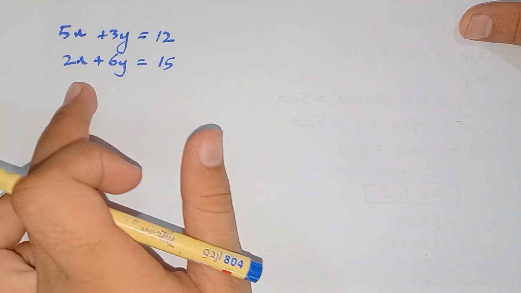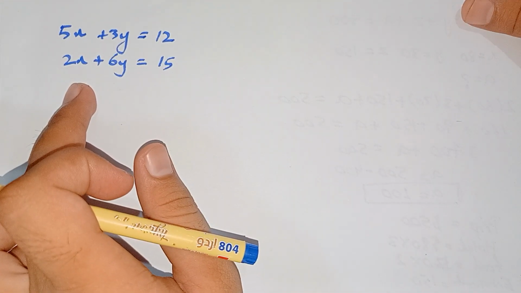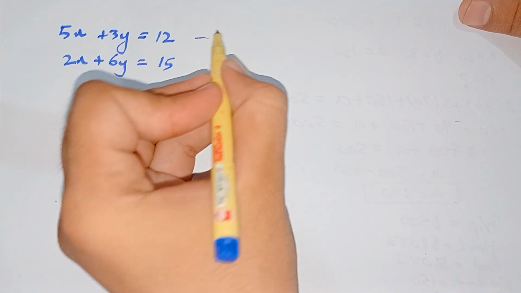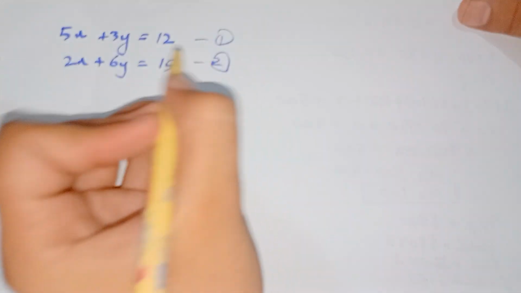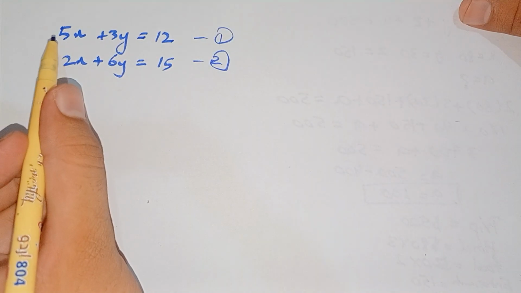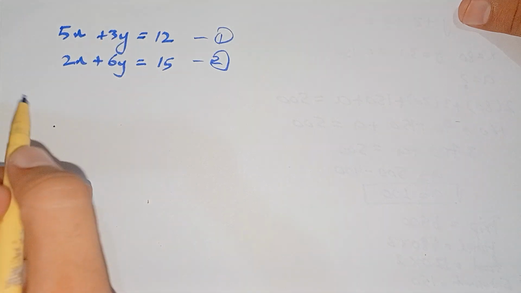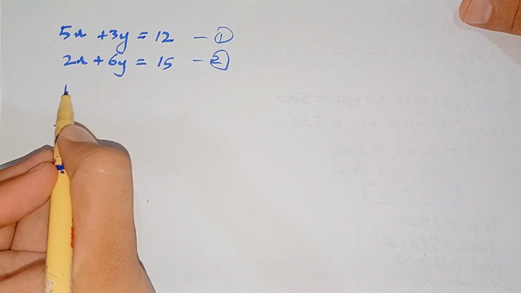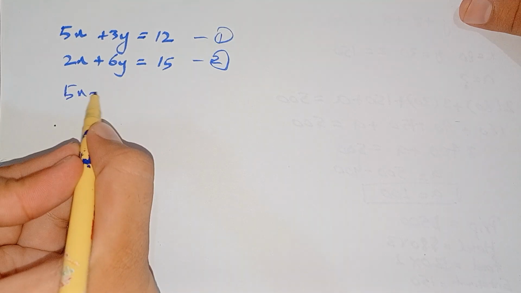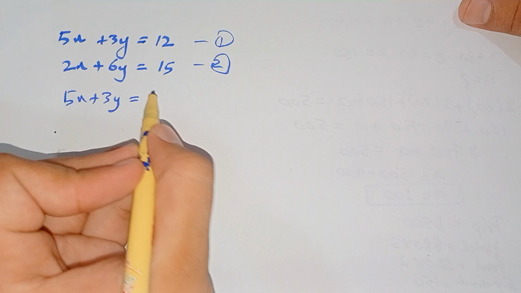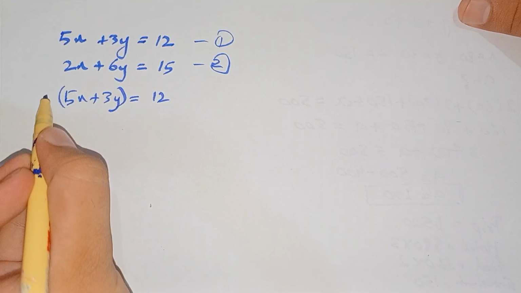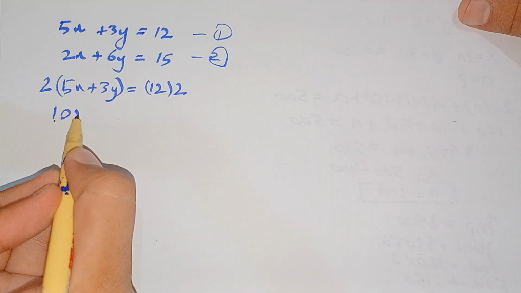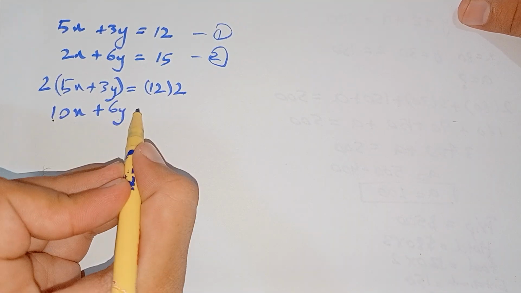So this is our equation 1 and this is our equation 2. We have to multiply equation 1 by 2. If we multiply equation 1 by 2, this should be 10x plus 6y equal to 24.